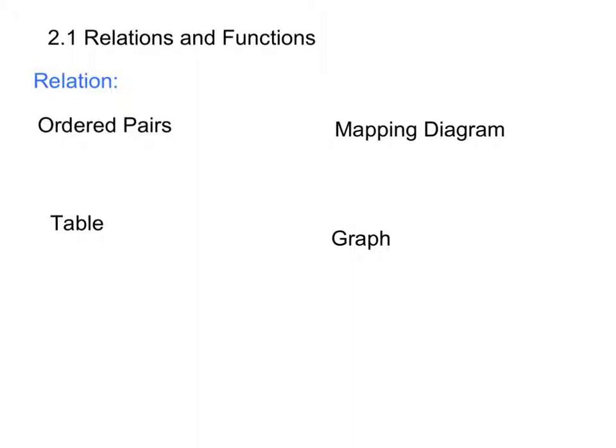And ordered pairs meaning that you have x and y coordinates, and of course the x is the input and the y values, those are your output.